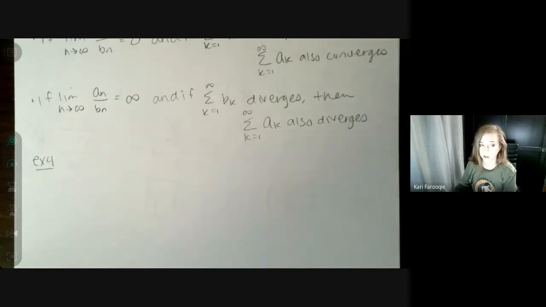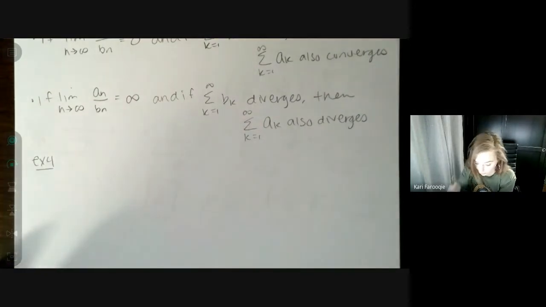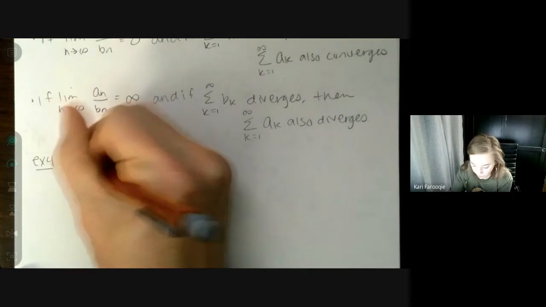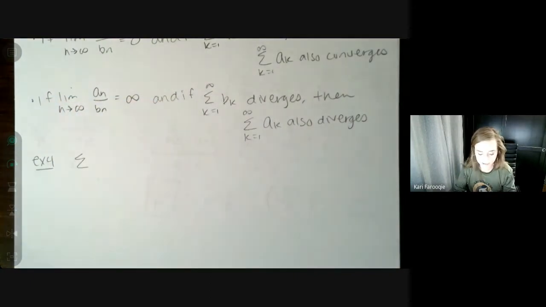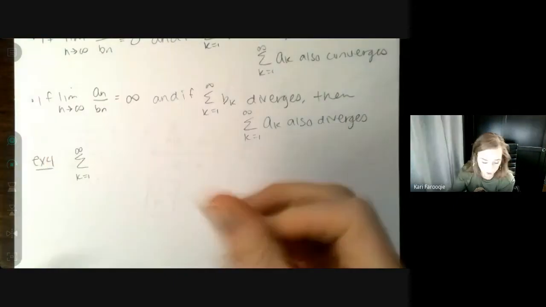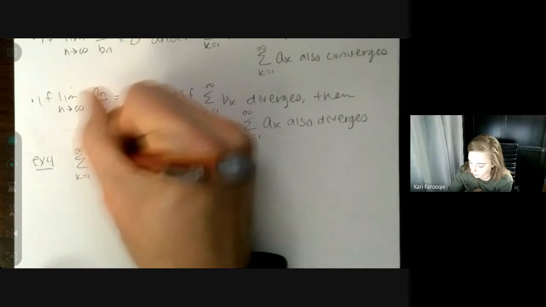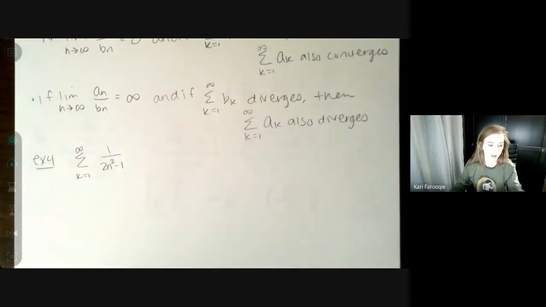I must have been running out of time because I had a different example here that I was going to do, and apparently I did not do it. But that's okay. I'm going to give you the series, and it's going to look really similar to what we did in example 1. We're going to go from 1 to infinity, but this time I'm going to switch it to 2n squared minus 1 in the denominator.